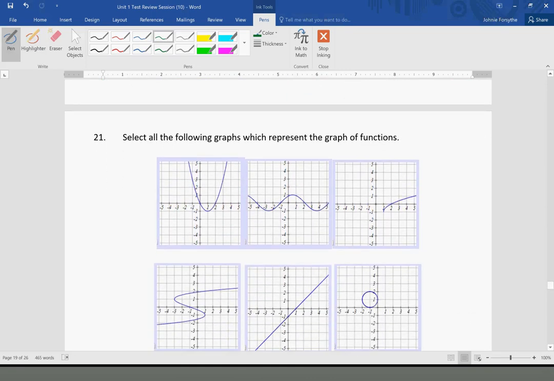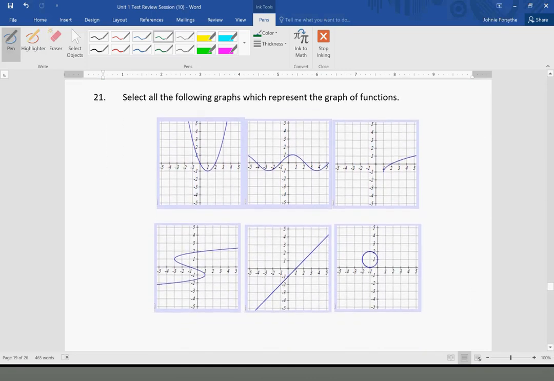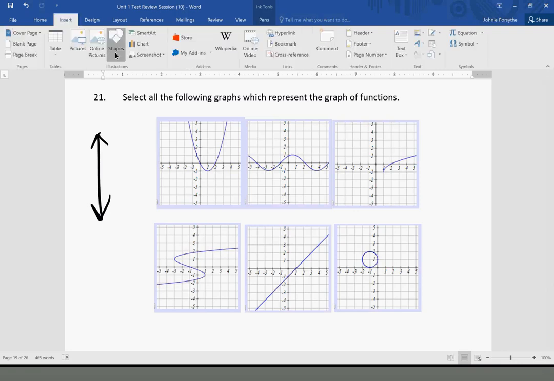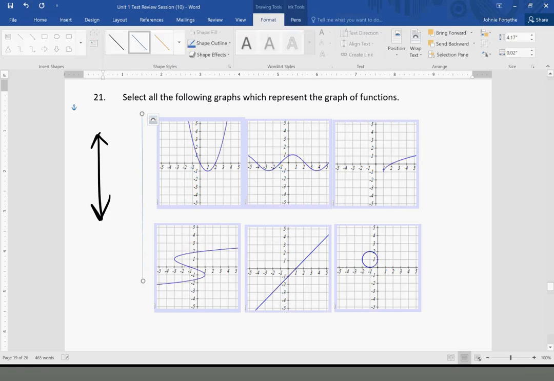Select all the following graphs that represent the graph of functions. What that looks like graphically is that if you do what's called the vertical line test, there should never be anywhere on your graph where it crosses a vertical line more than once at the same time. So if I were to, I'm going to just draw a nice fat line.